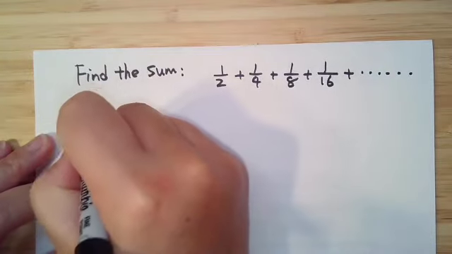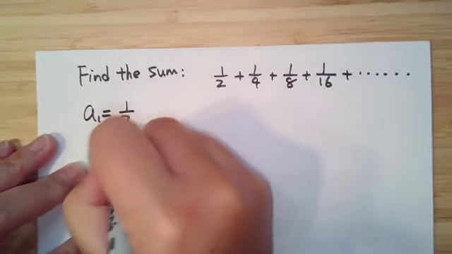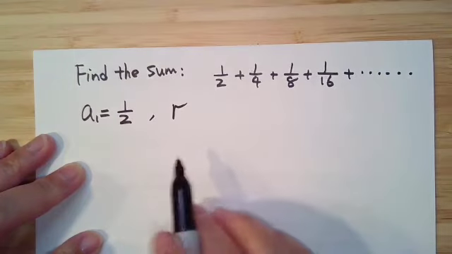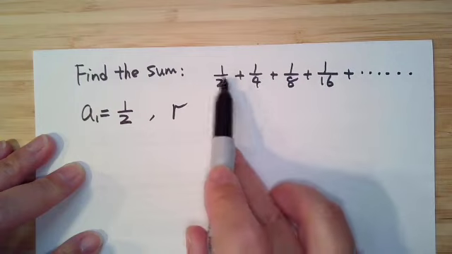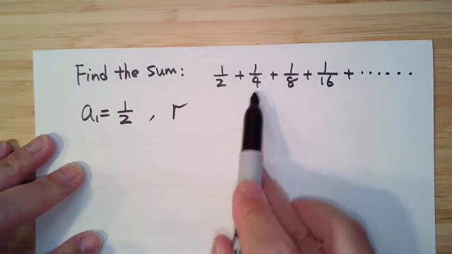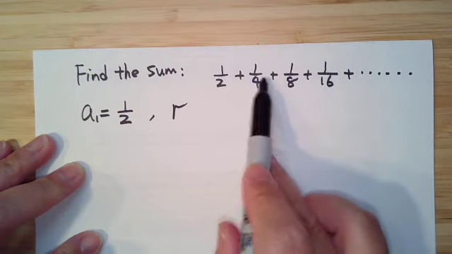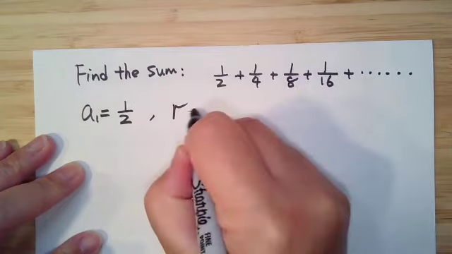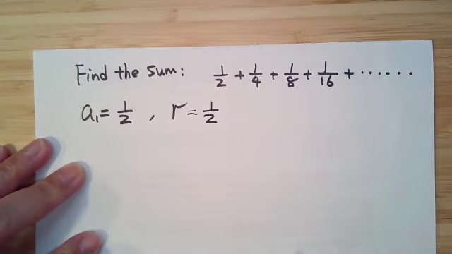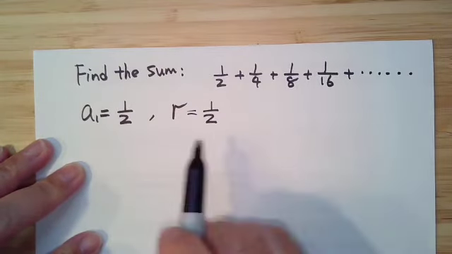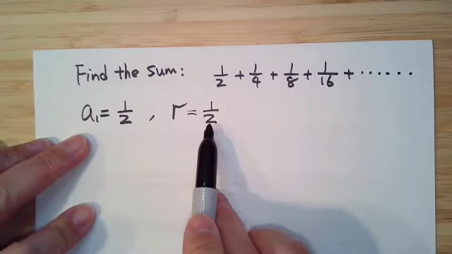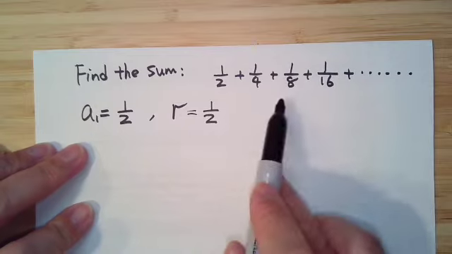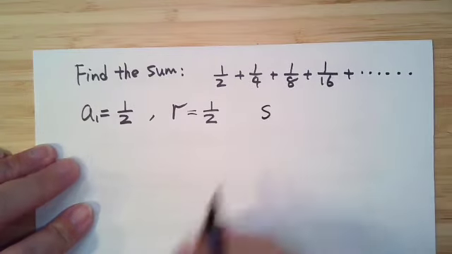This is a1, that's 1/2. And what is r? This one times r to get this. 1/2 times r to get 1/4. 1/4 times r to get 1/8. And that r is just 1/2, isn't it? So it's a1 1/2, then times 1/2 you get a 1/4. 1/4 times 1/2 you get a 1/8. So we're looking for the S.